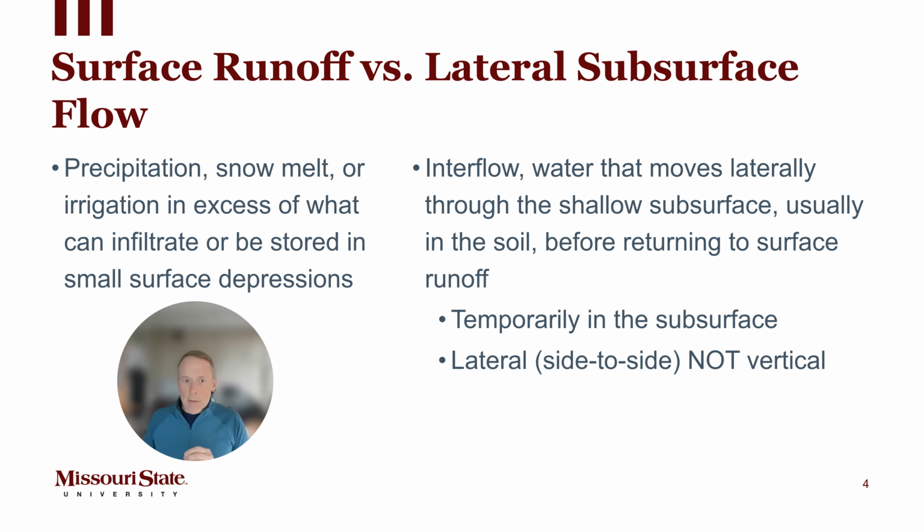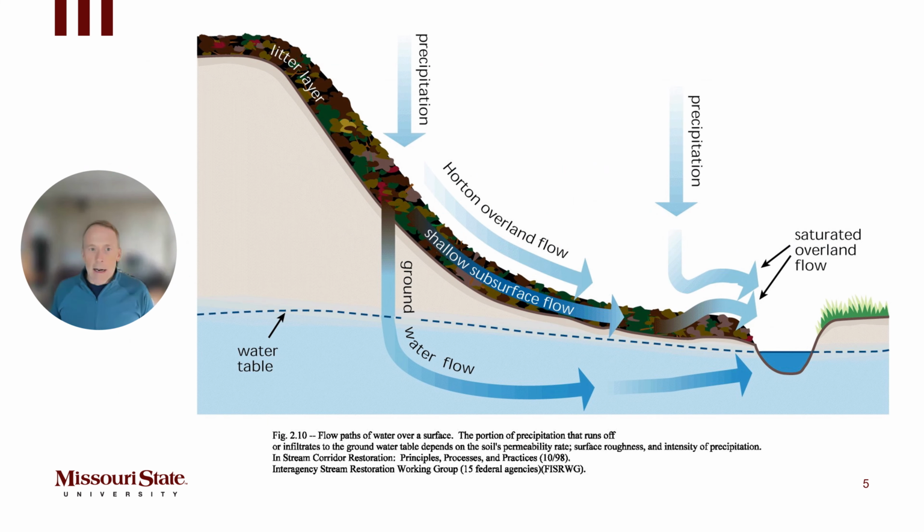Lateral subsurface flow are things like interflow. This is the primary process where water enters the soil and then doesn't move any further vertically downward, but once it gets into the soil, it starts to move laterally, so side to side through the shallow subsurface, and then eventually returns back to the surface, usually very near to the stream, like along the banks, and then can enter the stream from there. So let's look at the next diagram, which illustrates this.